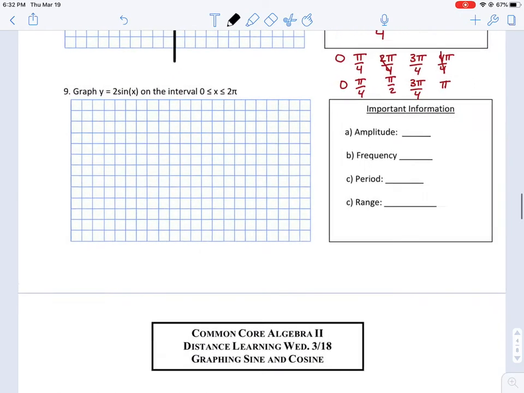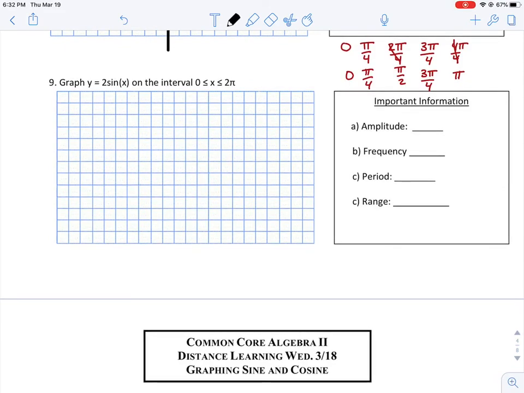All right, next one, they want me to graph this over the interval from 0 to 2 pi. So my amplitude is 2, my frequency is 1, and my period, 2 pi over 1, is just 2 pi. My range, looking at my amplitude, is going to be -2 to 2. Again, there were no shifts up or down, so your amplitude just tells me what my range is. So critical value intervals.